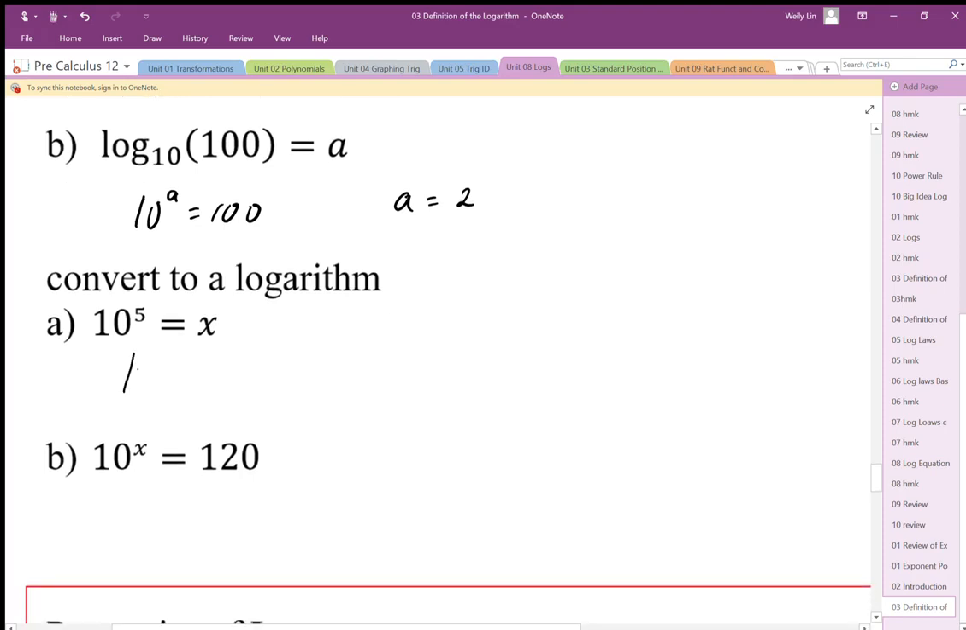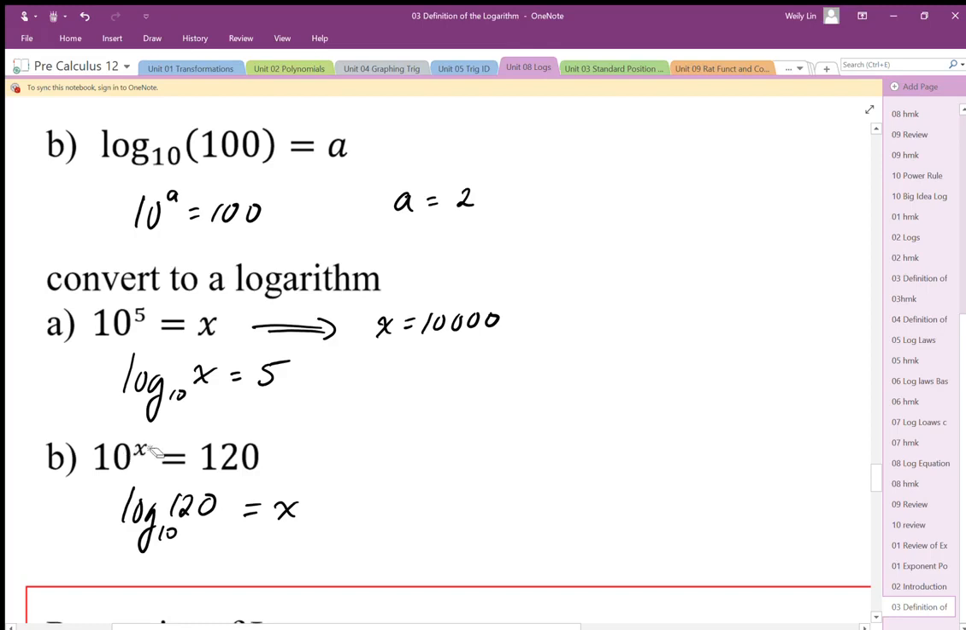So here, convert this to a log. Okay, well, the log form doesn't solve this. The exponent form would be where we get the solution. X is equal to 10,000. Okay, here, we convert this to log. Okay, and we wouldn't use the exponent form to solve this, we'd use the log form.